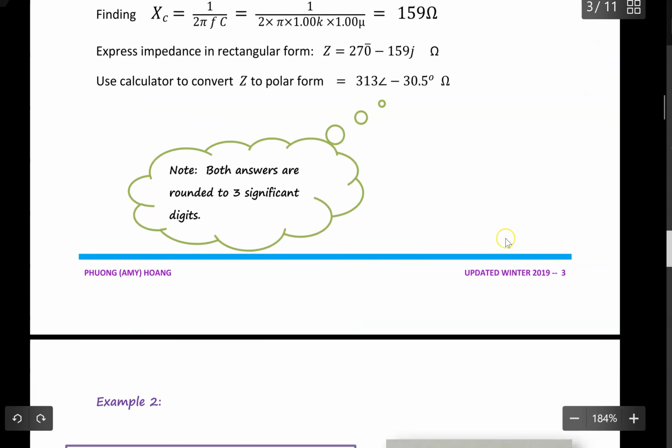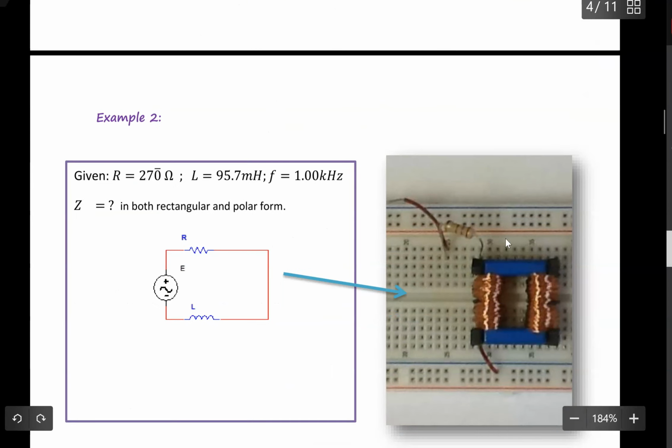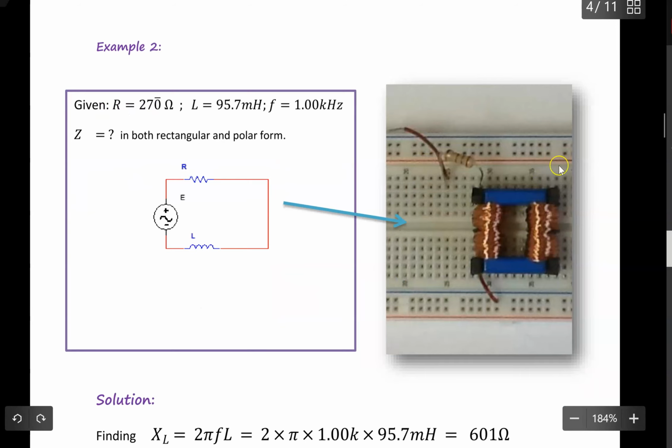So let's move on to the next example. Again, I show you an image right here, the image on the breadboard where I connect a resistor with an inductor in this case. So they are connected in series. Given again, R will be equal to 270 ohms. The inductor is 95.7 millihenries, and the frequency generated at this AC source is equal to 1 kilohertz.